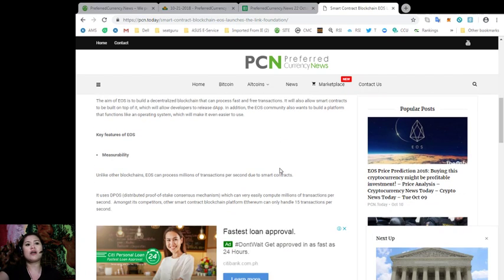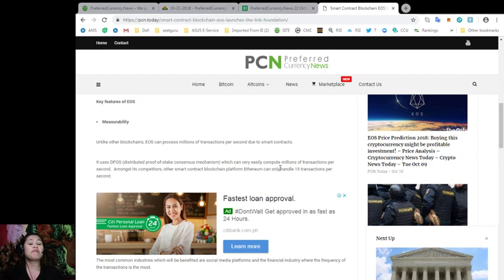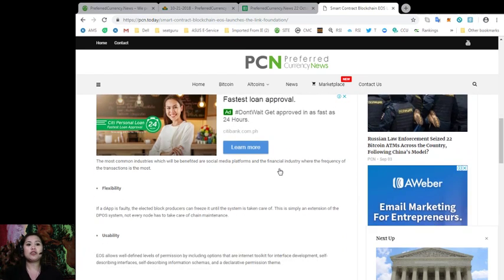Now, what are the key features of EOS? First of all, it's scalability. Unlike other blockchains, EOS can process millions of transactions per second. It uses a DPoS, or delegated proof of stake, consensus mechanism, which can easily compute millions of transactions per second. Among its competitors, the other smart contract blockchain platform Ethereum can only handle 15 transactions per second, and obviously, they are far behind. The industries which will benefit most are social media platforms and the financial industry, where the frequency of transactions is the highest.